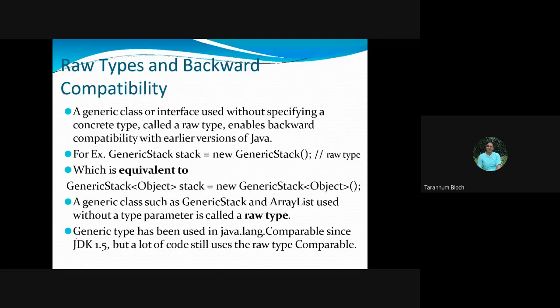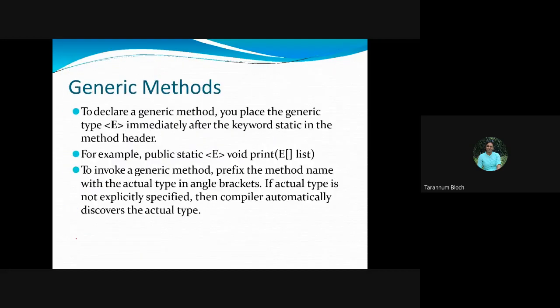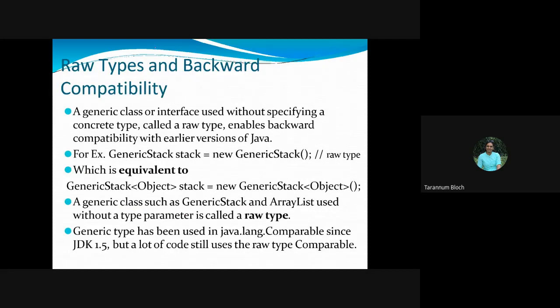So now we are moving to the next topic, which is about raw types and backward compatibility. Now, in the last slide, what we said is, if you are not specifying the type, your compiler will discover the actual type. So when your compiler is discovering the actual type, it has to look for compatibility.